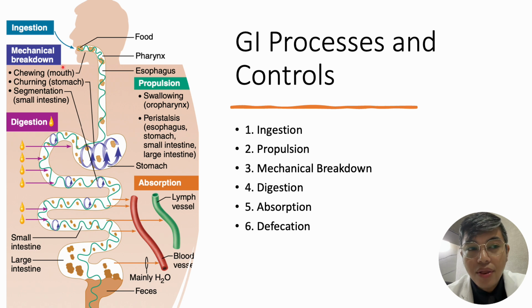You have here sa mouth when you are chewing or masticating. You have here your stomach. Gumagalaw rin siya. So, tumutulong siya for mechanical breakdown. The term is churning, no? And you have your small intestine. It segments. So, pinipira-piraso pa ng small intestine mo yung ating kinain.